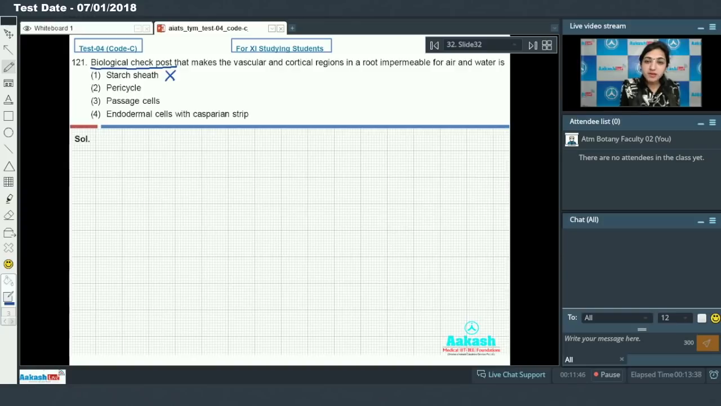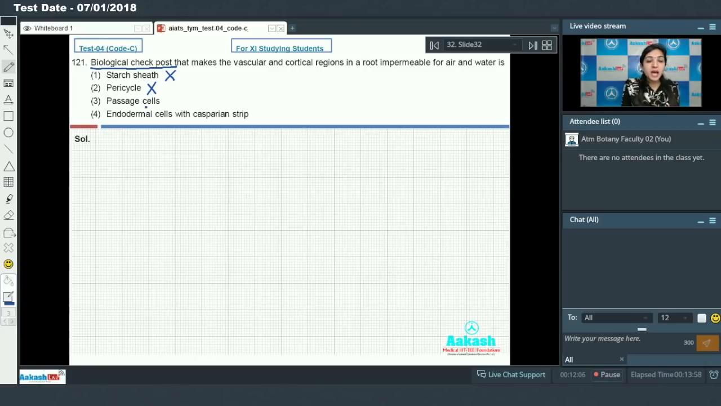Moving on to the next option, that is pericycle. Pericycle is the outermost layer of stele lying internal to the endodermis. It consists of thin-walled cells and it does not have Casparian strip. So this option is again ruled out.